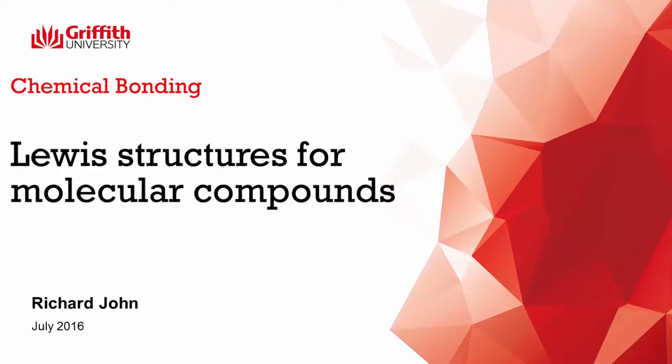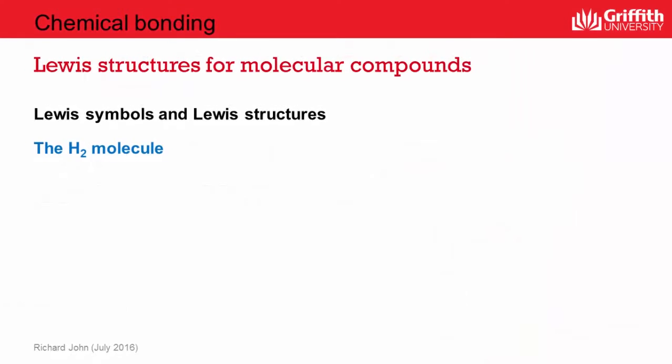In this video, we look at how Lewis symbols for individual atoms can be used to create Lewis structures of molecules to give us a greater understanding of the bonding that exists in molecular substances. And we're going to start with the simplest molecular substance, the hydrogen molecule or the H2 molecule.